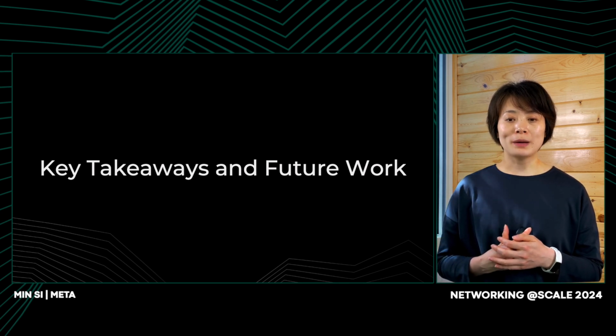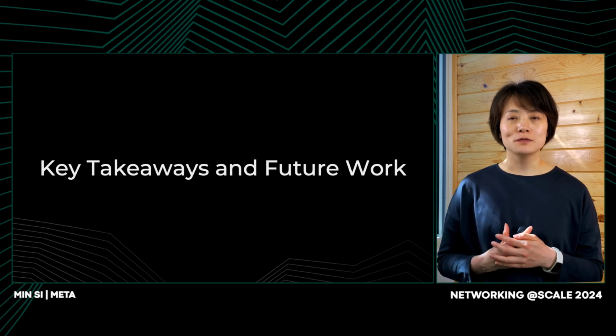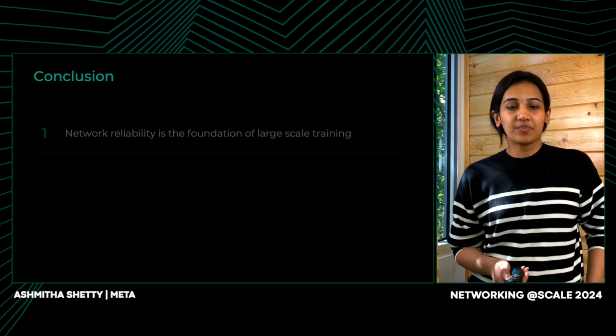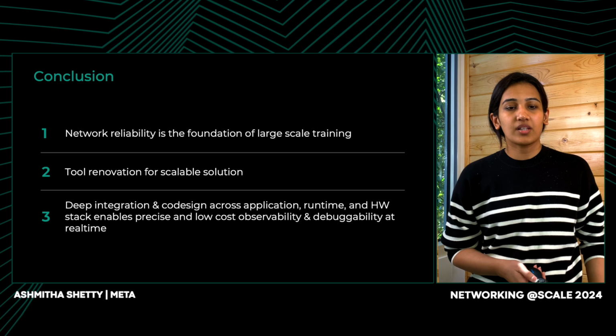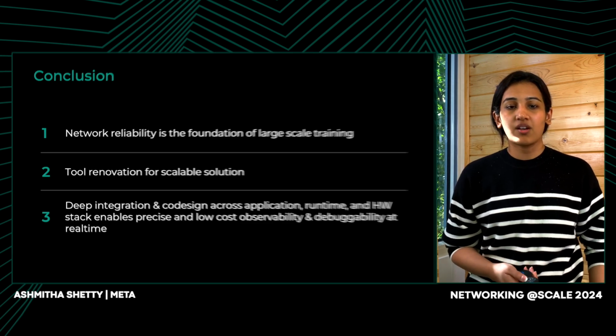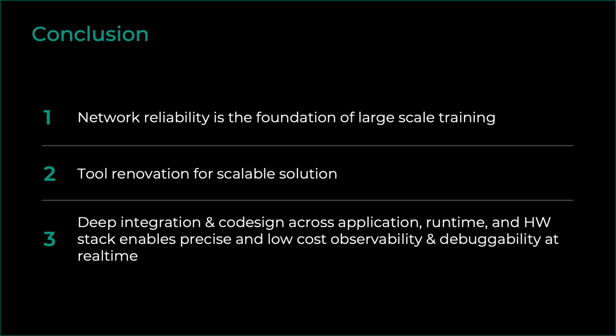Next, I want to hand back over to my partner Ashmitha for the final conclusion and the future work. Thanks, Min. So to conclude this talk, there are three conclusions we can draw. Firstly, network reliability is the foundation for large-scale training. A reliable network ensures that our distributed system can operate efficiently and effectively.